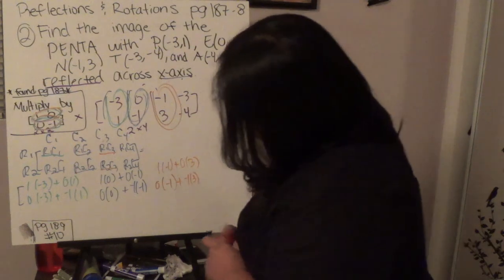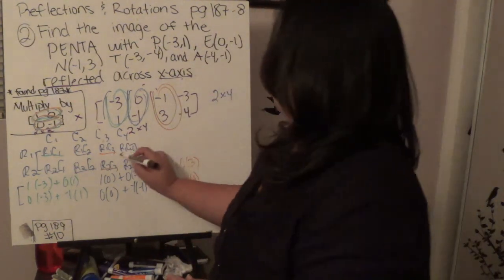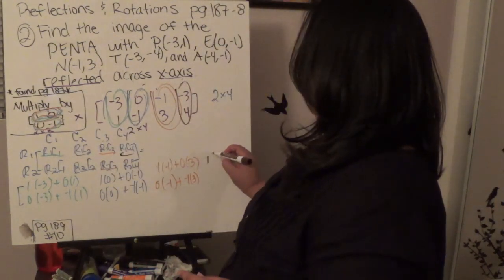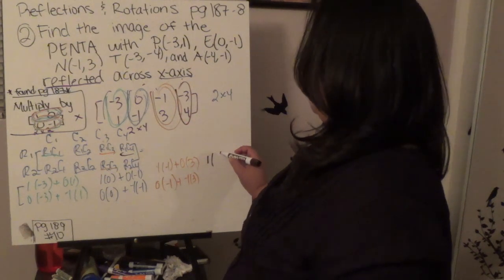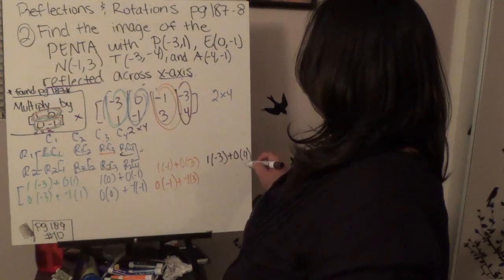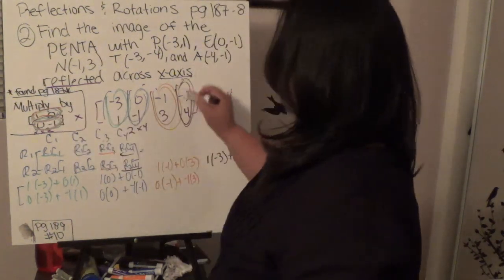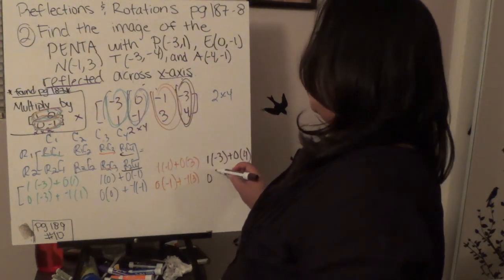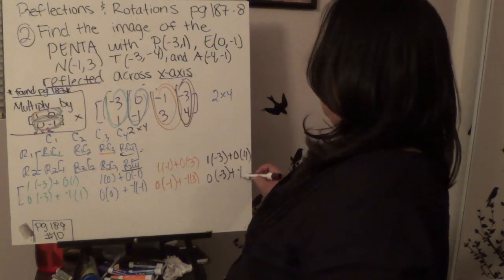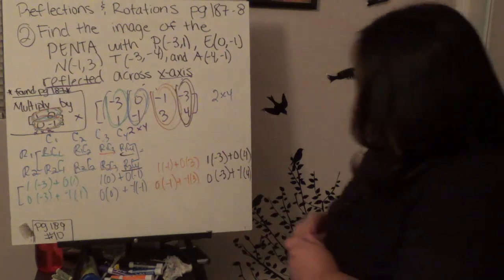And our final one, it says row 1, column 4. So row 1, column 4, we have 1 times negative 3 plus 0 times 4. And then our final one is row 2, column 4. So I have 0 times negative 3 plus negative 1 times 4. Good thing we moved it down there.